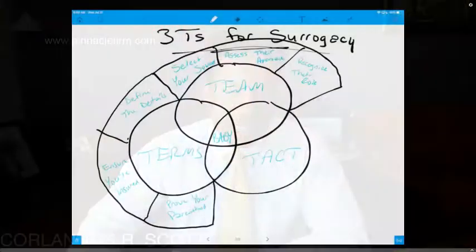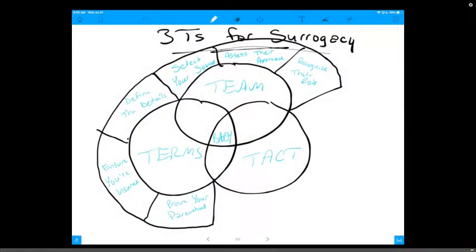So let's look at the third T. And I called the third T tact. And you say, tact? How does that factor into anything that's seemingly legally based or contractual based? What does tact have to do with it? And I think that tact has everything to do with it. Do not judge my circles, because clearly I'm not a geometry whiz, but you get it.